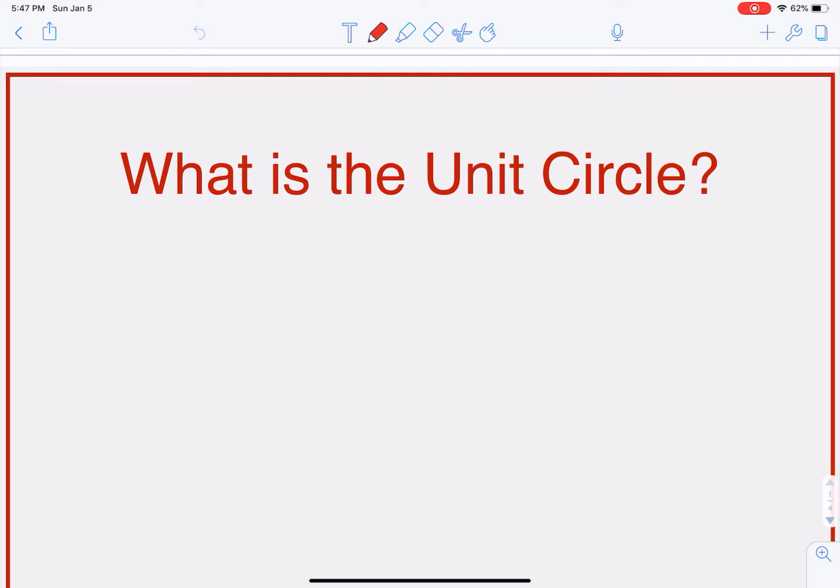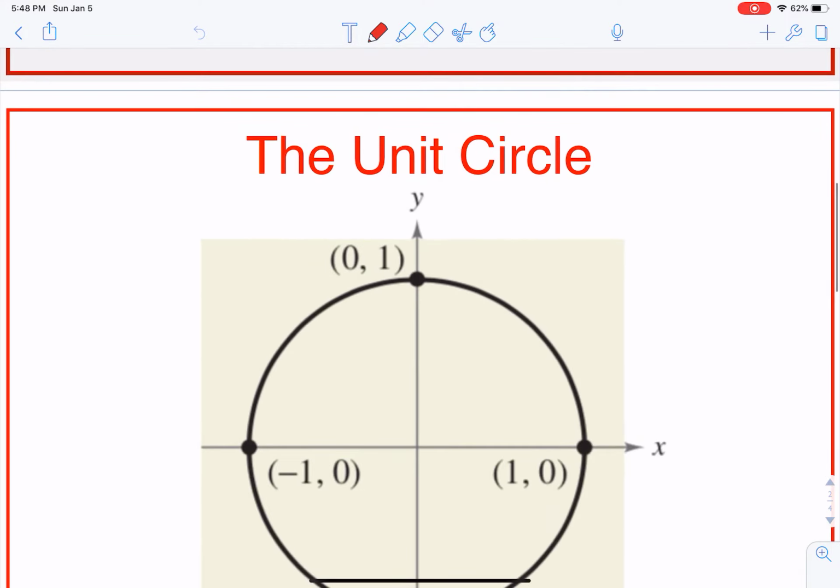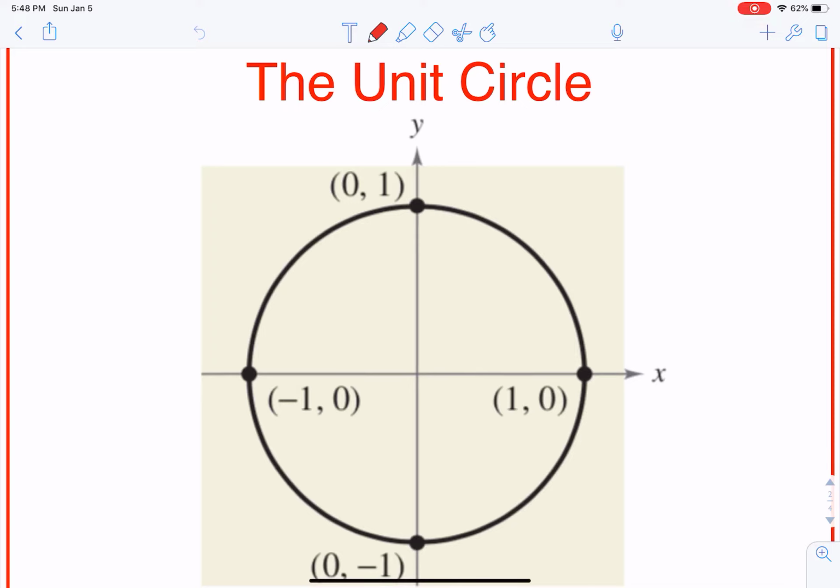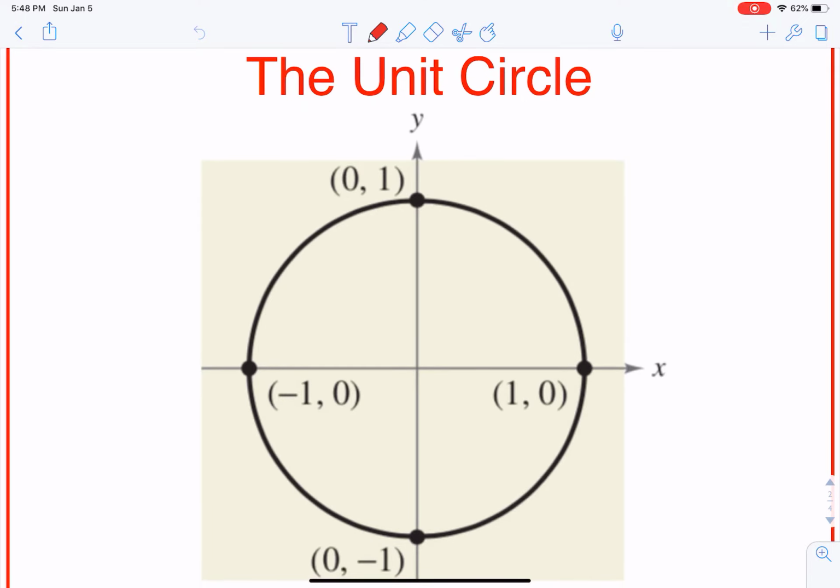Here is our lesson for what is the unit circle. So the unit circle is a circle that is on a coordinate plane, and it's commonly used to help us evaluate trig functions, sort of related to the coordinate plane here. So there are a few facts about the unit circle. One big one is that it has a radius of 1.